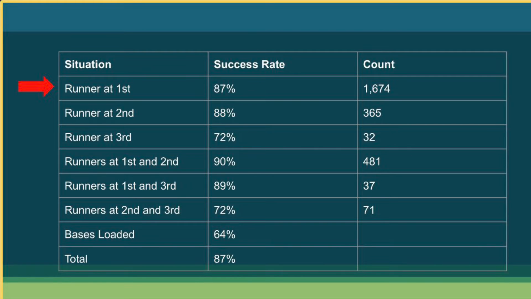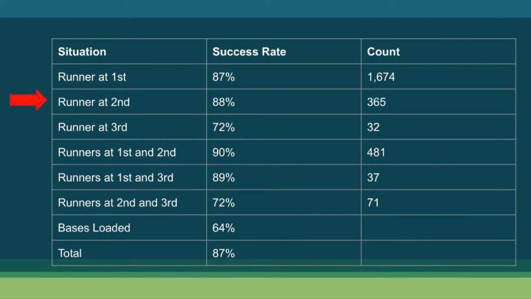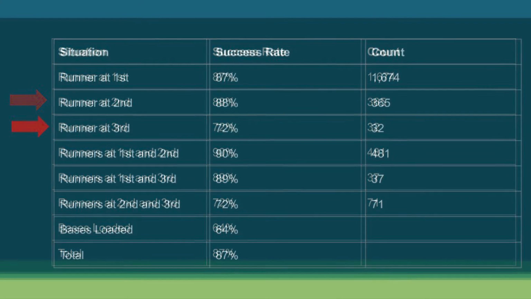So we're going to talk about a situation with a runner at first. This has an 87% success rate, and most of the time this is what coaches are going to have their batters do, is have somebody sacrifice bunt with a runner at first to get them moved to second. Same thing with a runner at second. If we're wanting to get them in a scoring position at third, maybe the next batter is having a really good day and can get a base hit and knock that runner in, it's good to have a sacrifice bunt for a runner at second. That has an 88% success rate.